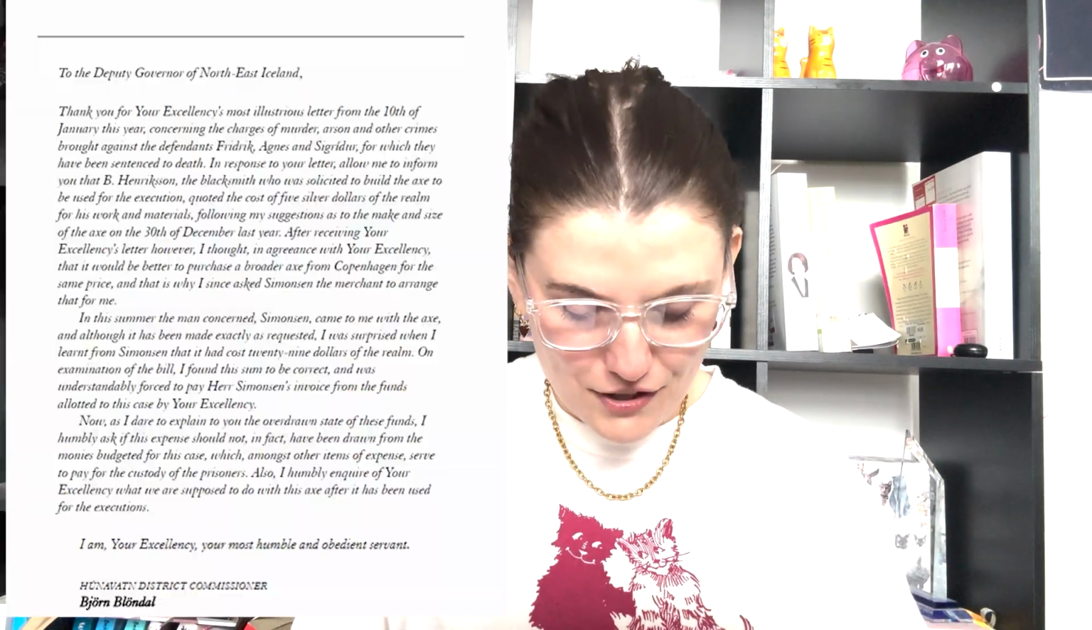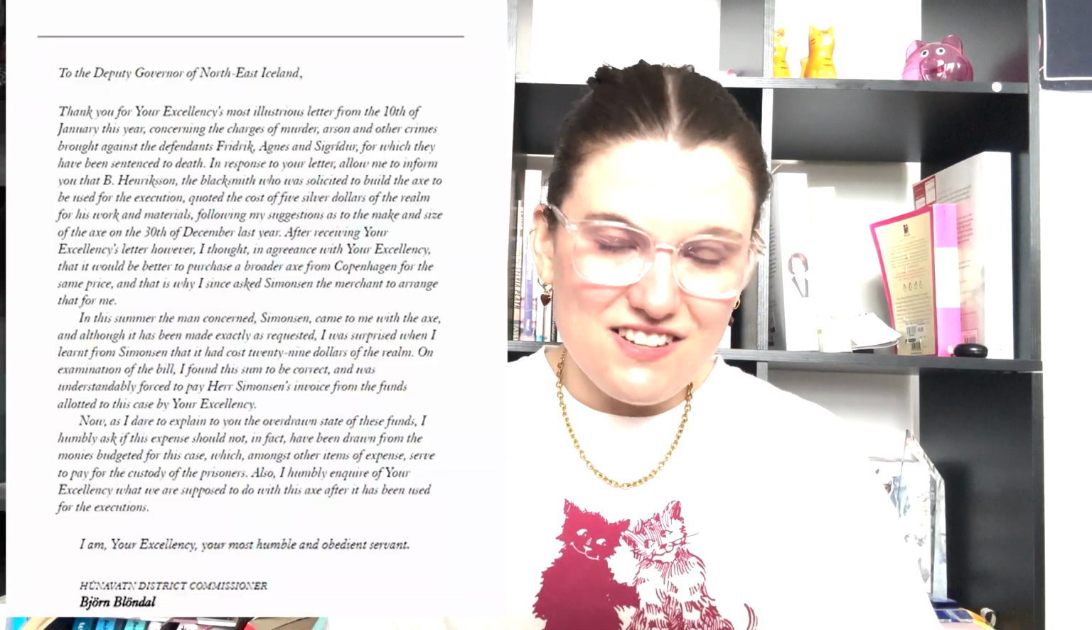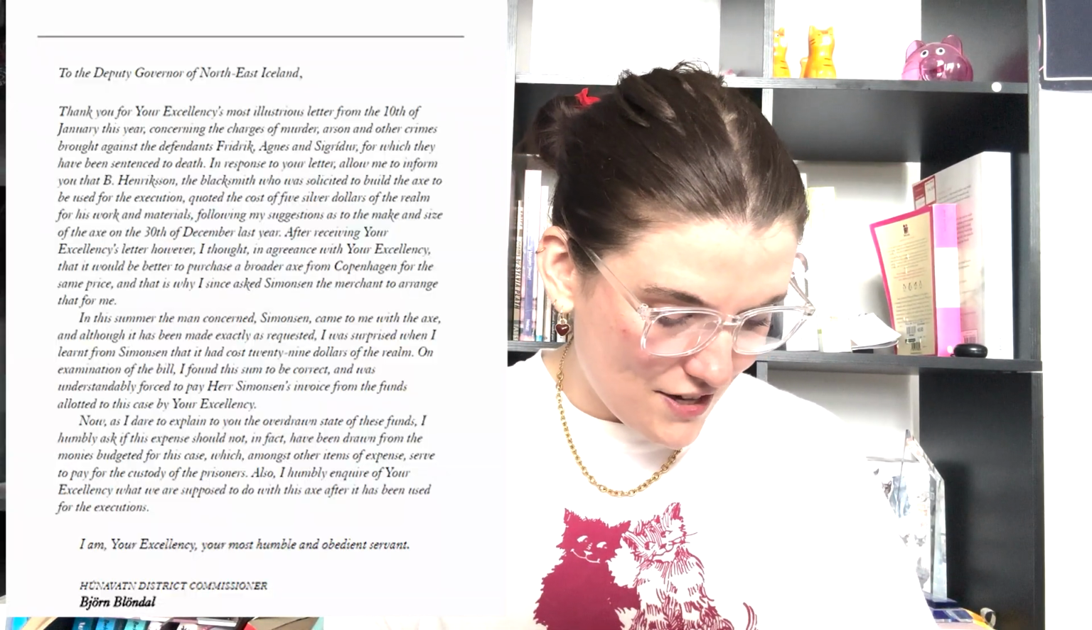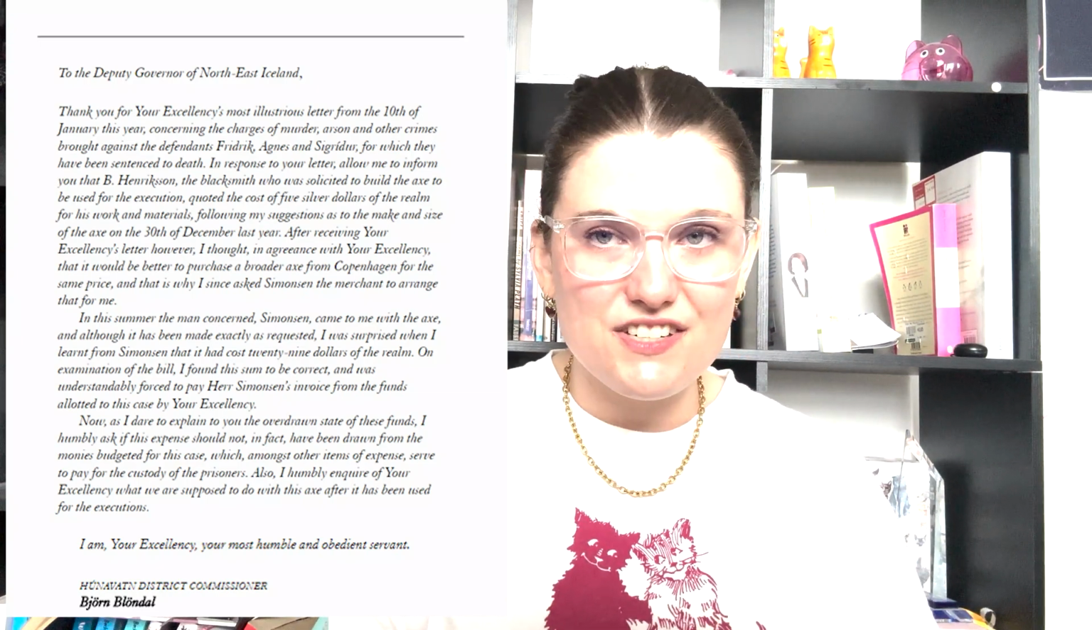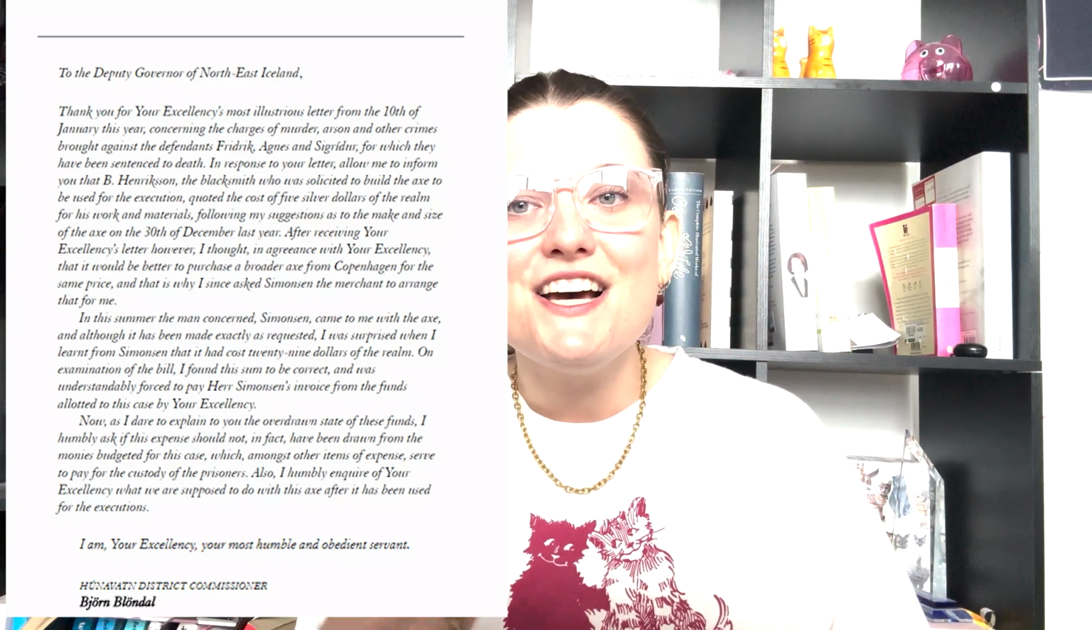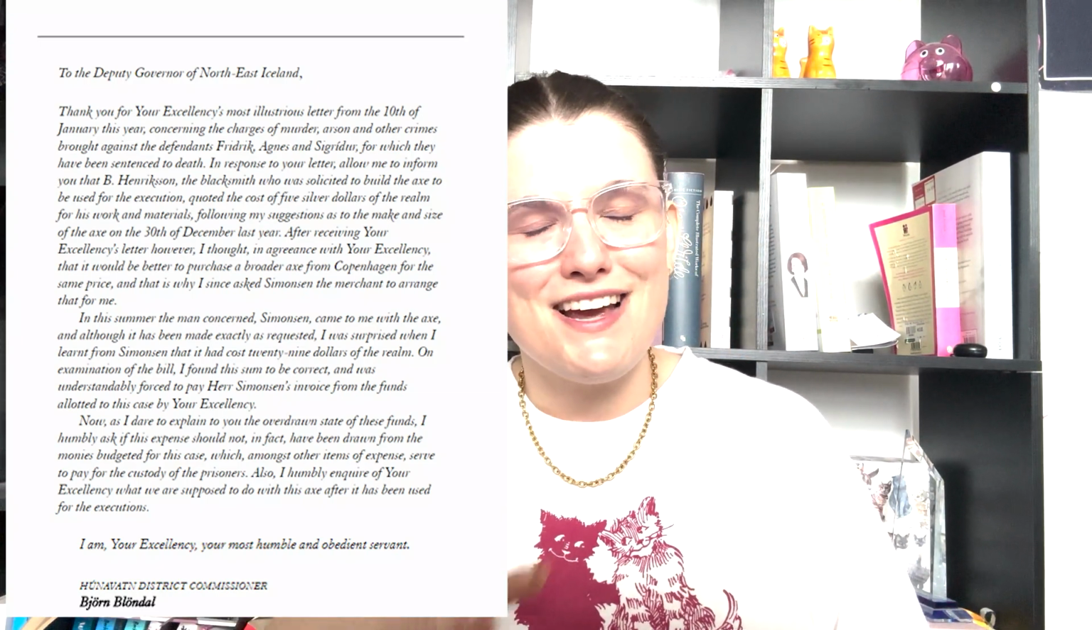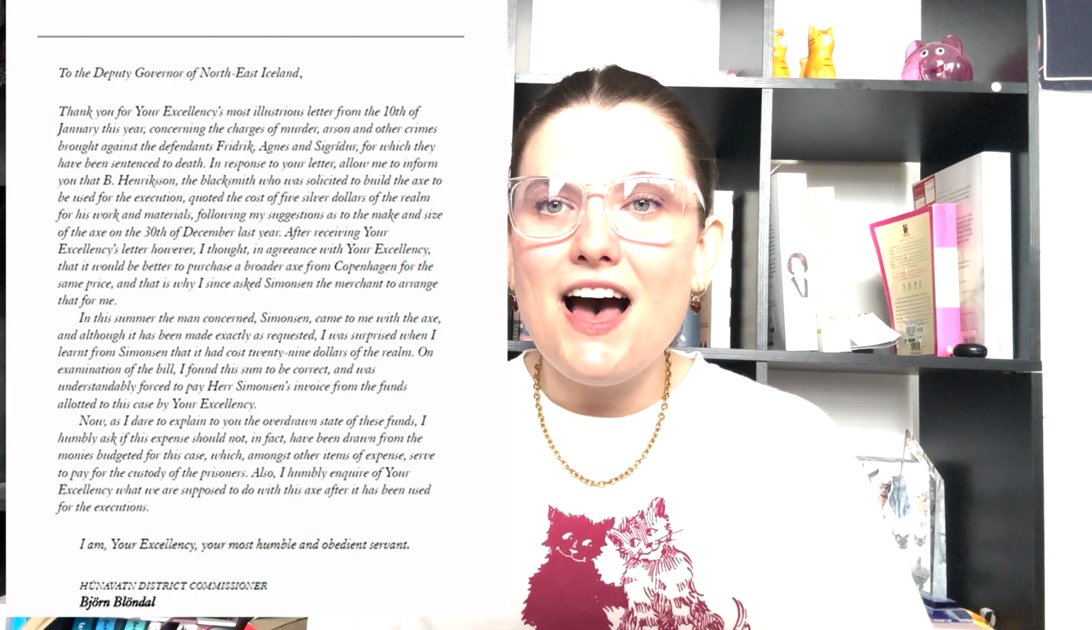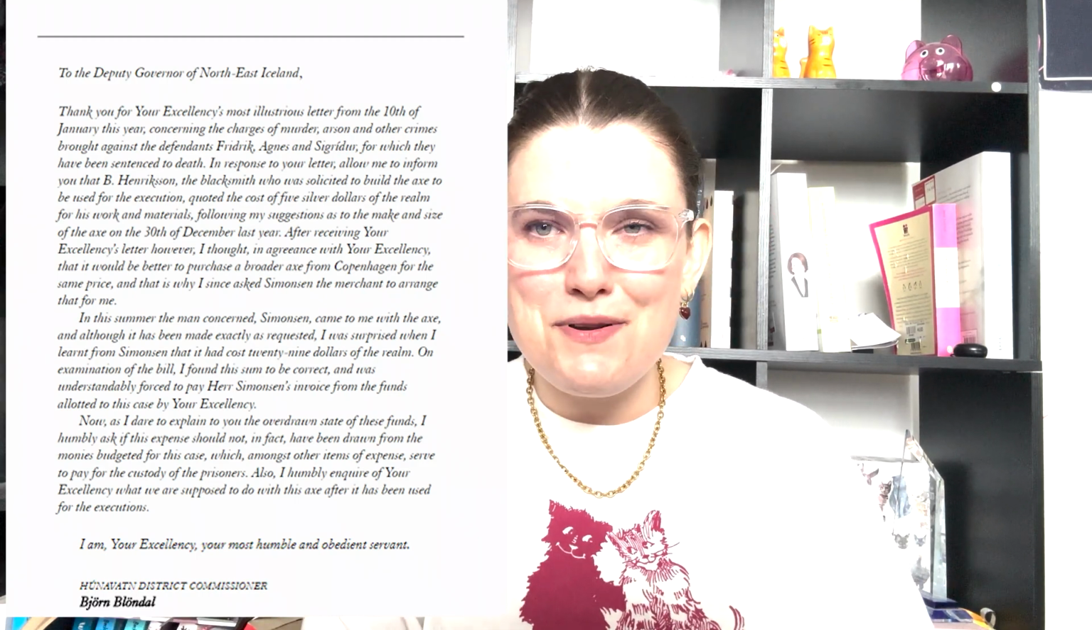Chapter 4 begins with a letter from Bjondal, and what I think is really interesting about this letter is the difference in his tone, because he's talking to the deputy governor of Northeast Iceland, and the way that he's writing is so different to how he was writing when he was talking to somebody like Toady, for example. Even the fact that he signs off with, "I am your excellency, your most humble and obedient servant," is such a juxtaposition to how Bjondal usually carries himself. And that's really interesting. I think it says a little bit about his character.